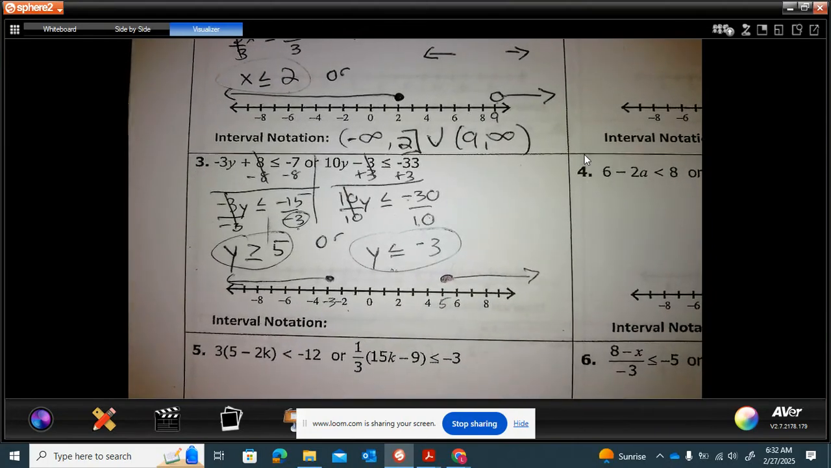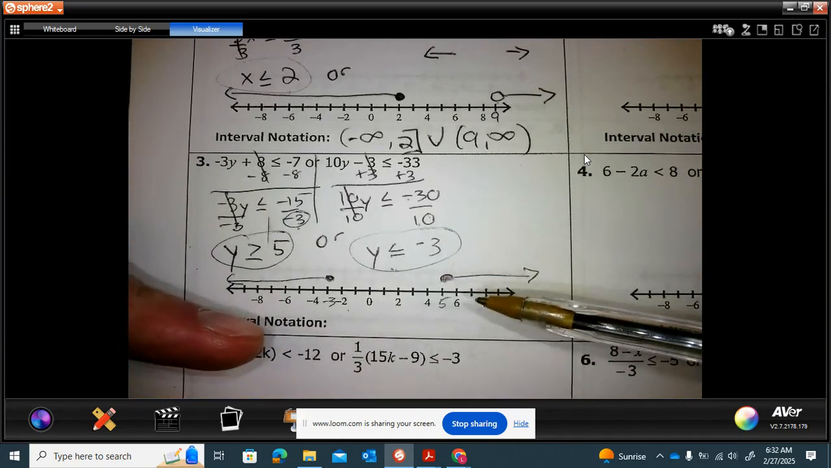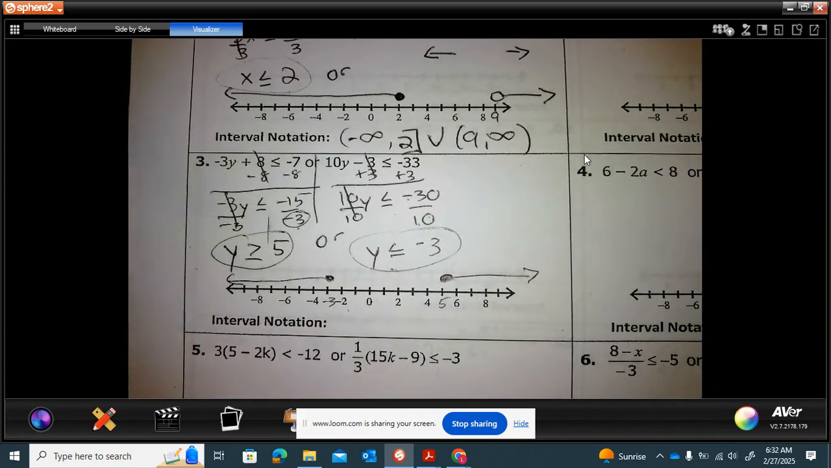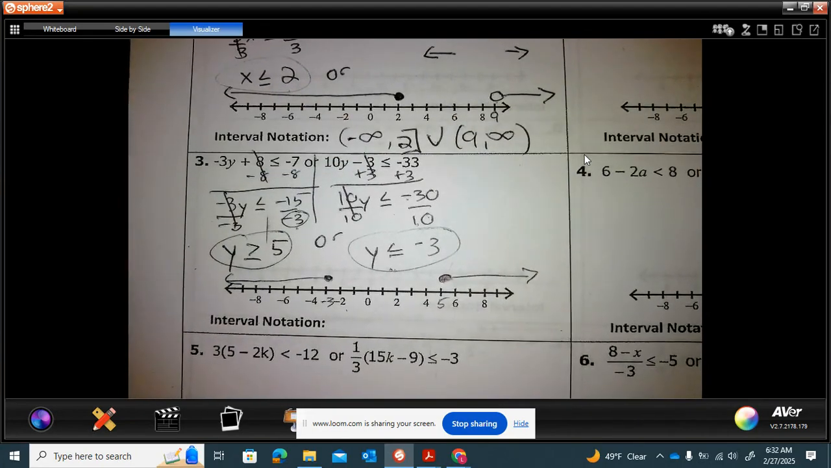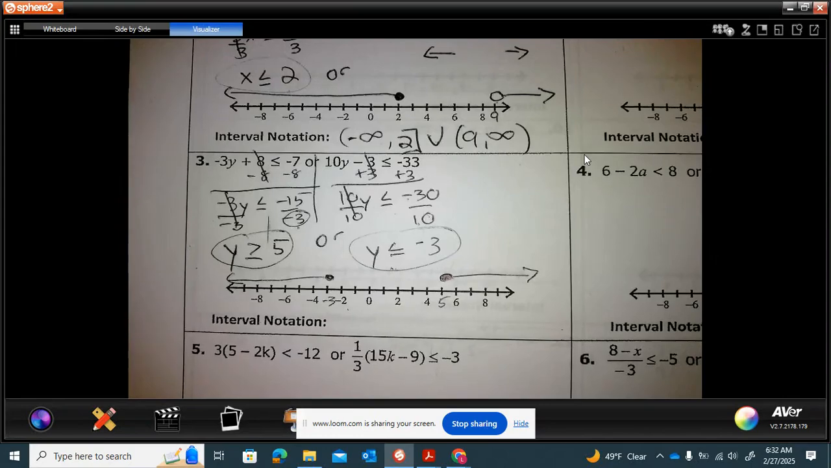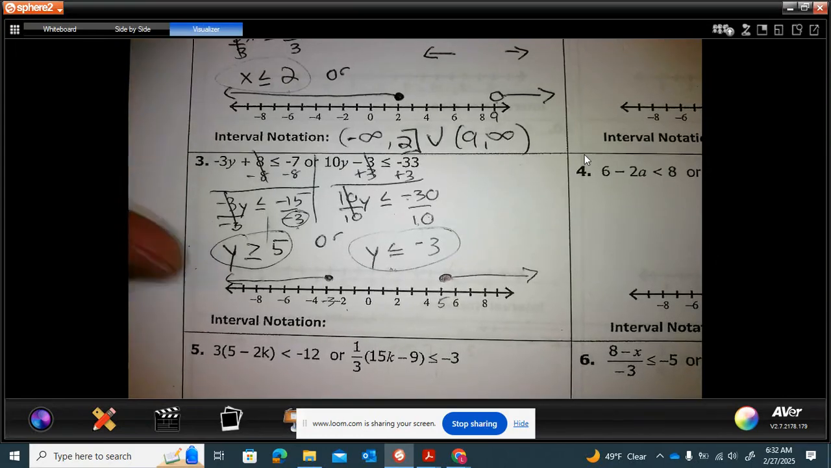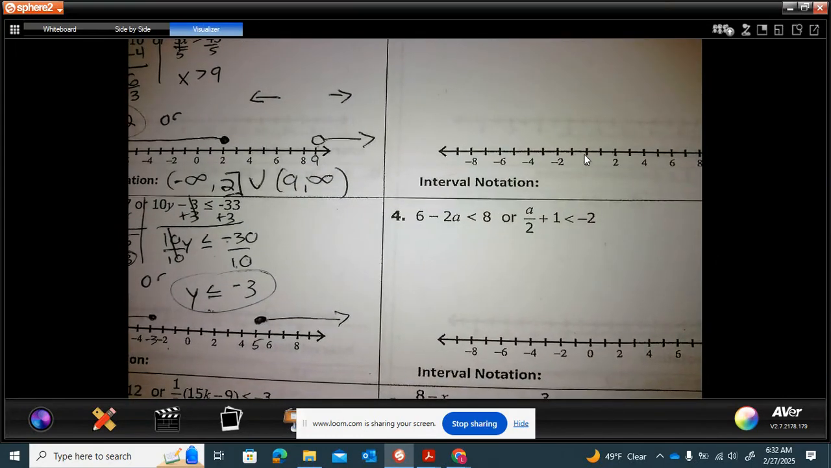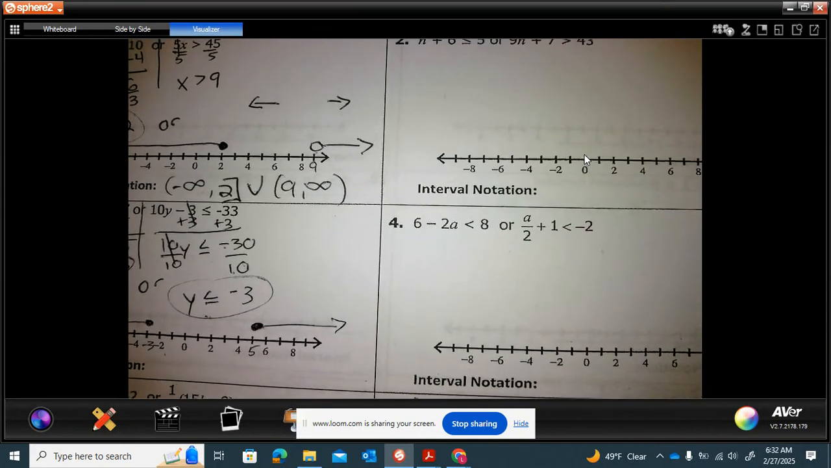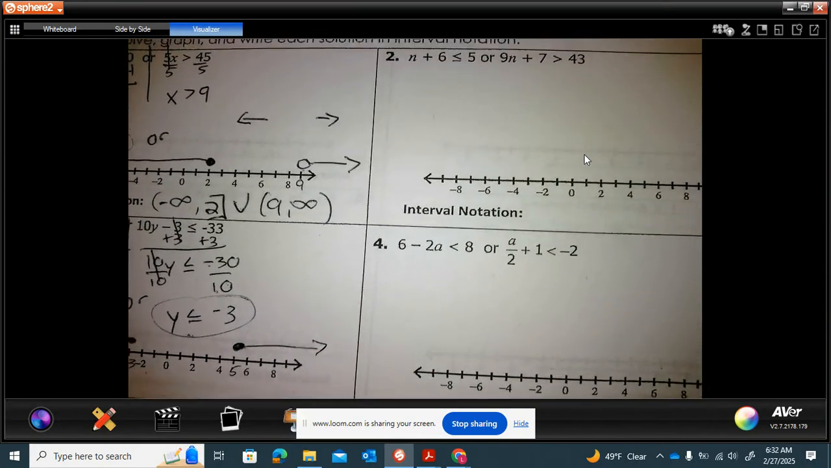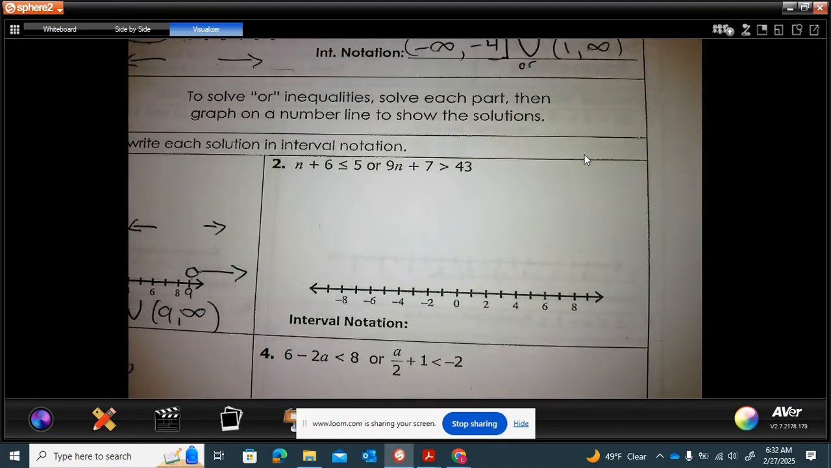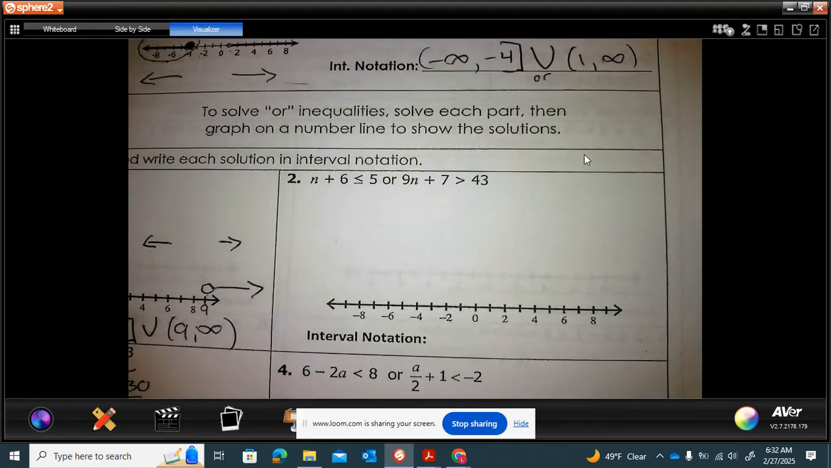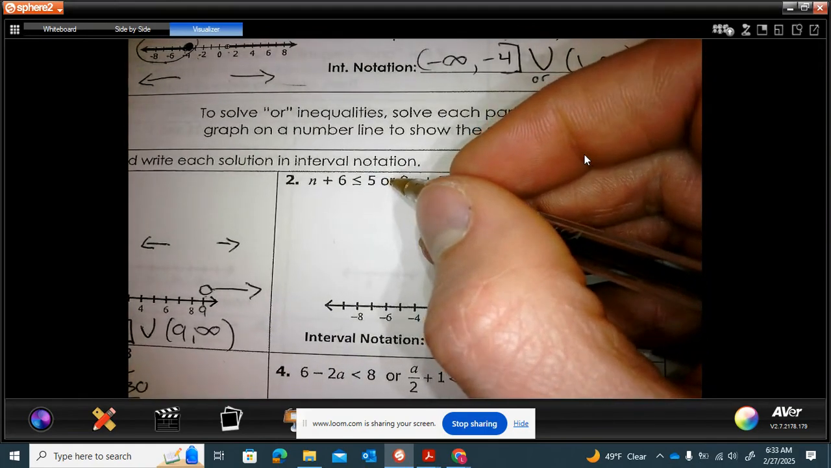So it just depends on the problem. You could have two closed circles. You could have two open circles. You could have one of each like we did in question 1. But that is how you do an or inequality. And so some of these other ones get really complicated. There's fractions involved and whatnot. But as long as you could do that without the fractions, you're good. So if you could do question 2 as well, you should be good on or inequalities.